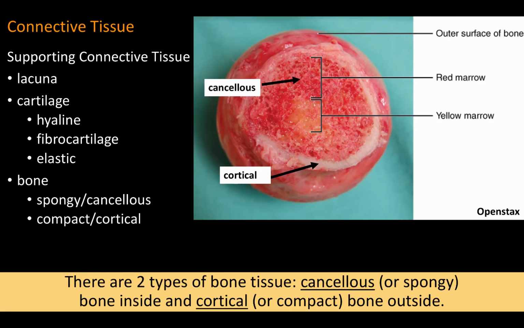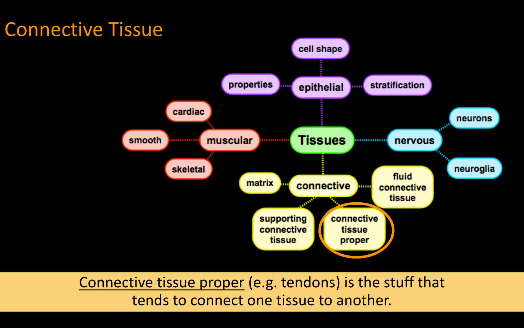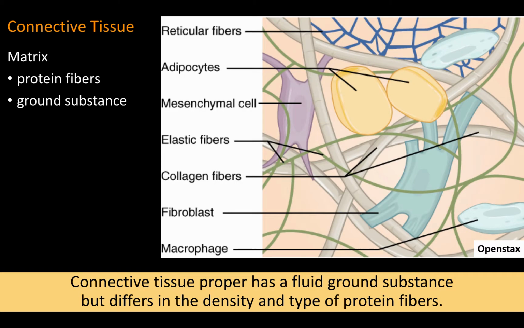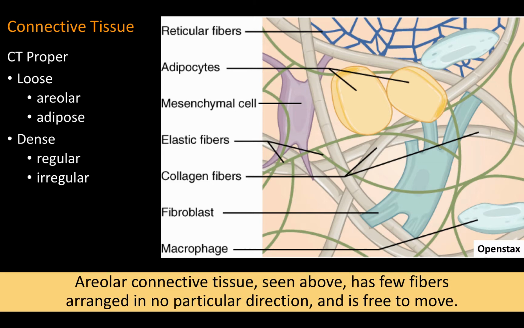There are two types of bone tissue: cancellous or spongy bone inside, and cortical or compact bone outside. We'll talk more about bone later. Connective tissue proper, for example tendons, is the stuff that tends to connect one tissue to another. Connective tissue proper has a fluid ground substance, but differs in the density and type of protein fibers. For that reason, we break it up into two categories: loose, with few fibers, and dense, with many fibers.